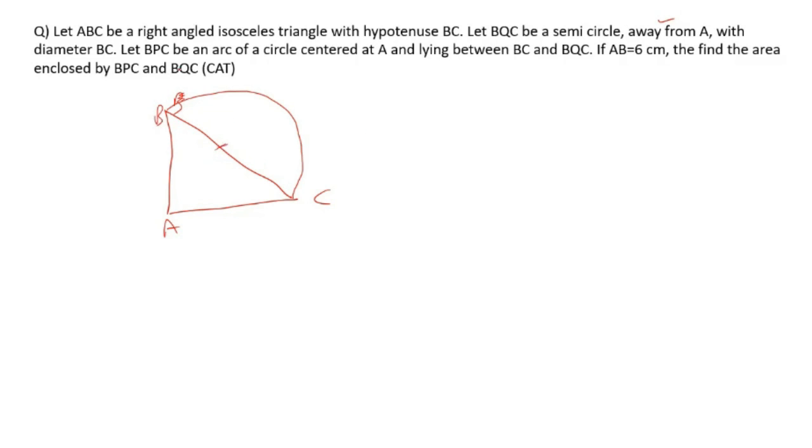This is important. And let BPC be an arc of the circle centered at A and lying between BC and BQC. So this is the center of that arc, and it lies between BC and BQC. Between these two, there has to be an arc which is centered at A. So this will be a part of a bigger circle centered at A. Just complete the circle. So this is called BPC. If AB equals 6, find the area enclosed by BPC and BQC. So this area.